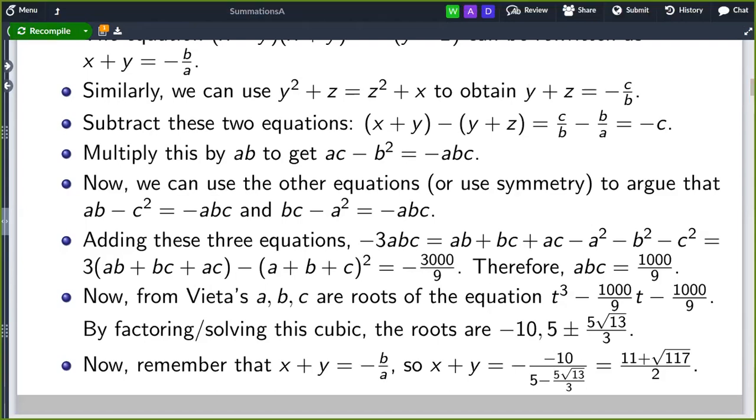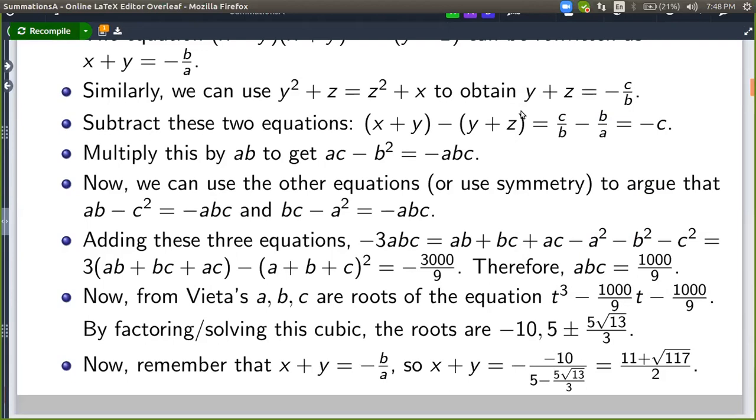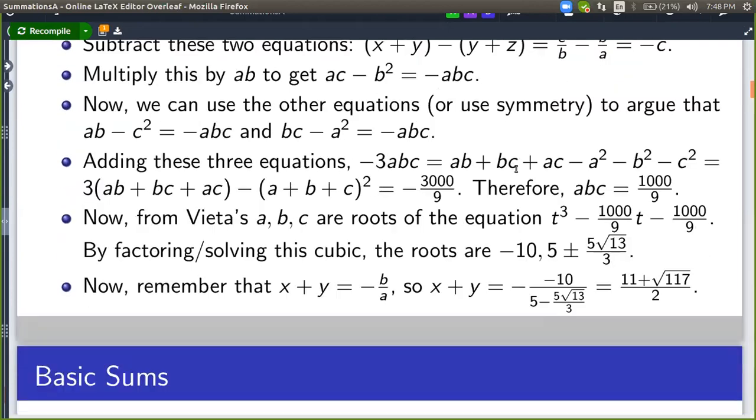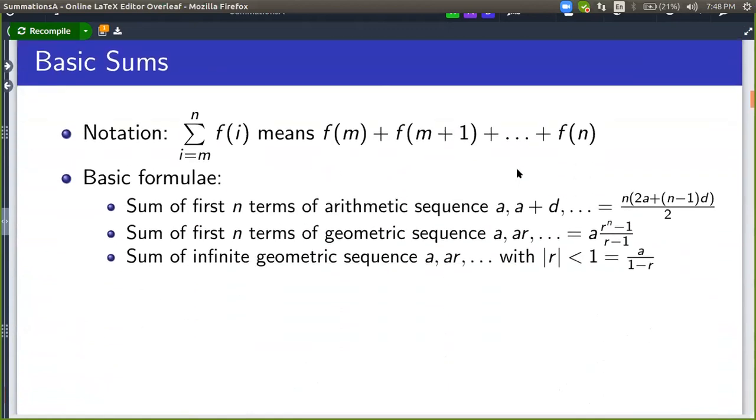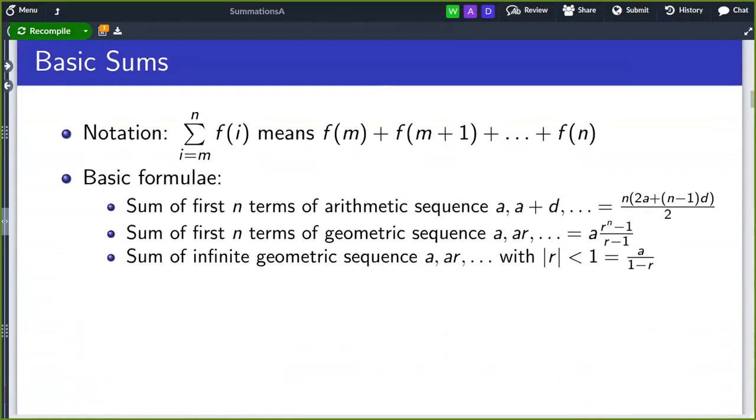Okay, so now that we're done with the sample problem of the week, we're going to go into today's topic of sums. First, we're going to review some basic properties of sums. So first of all, I'm sure you all are familiar with the notation, but the first bullet point explains it for you in case you forgot.